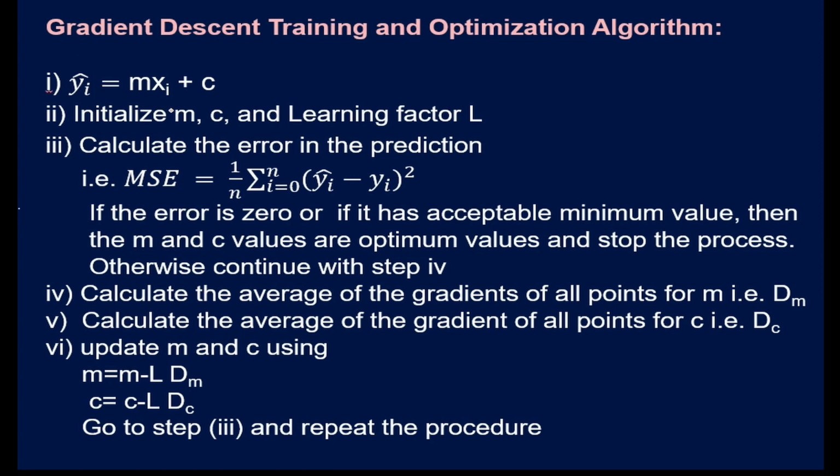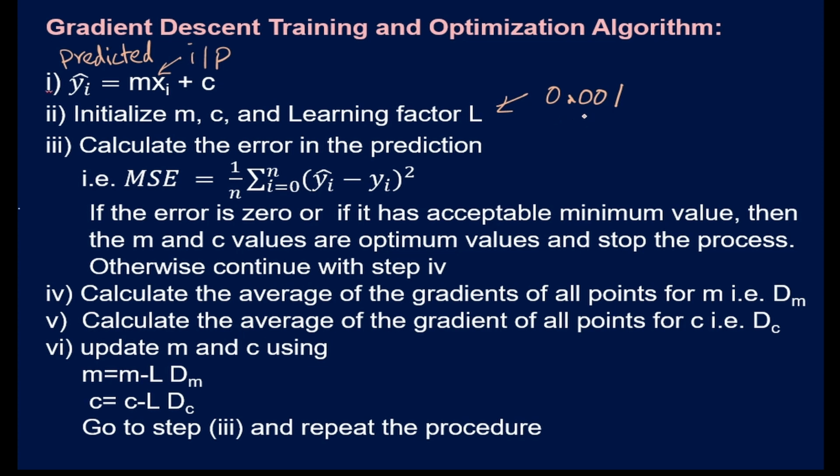yi cap is equal to mxi plus c. Here xi is the input value and yi cap is the predicted value. First, we have to initialize the values for m and c, and we have to assign a learning factor L. This value will generally be 0.001. It should not be too small, and it should not be a very large value.